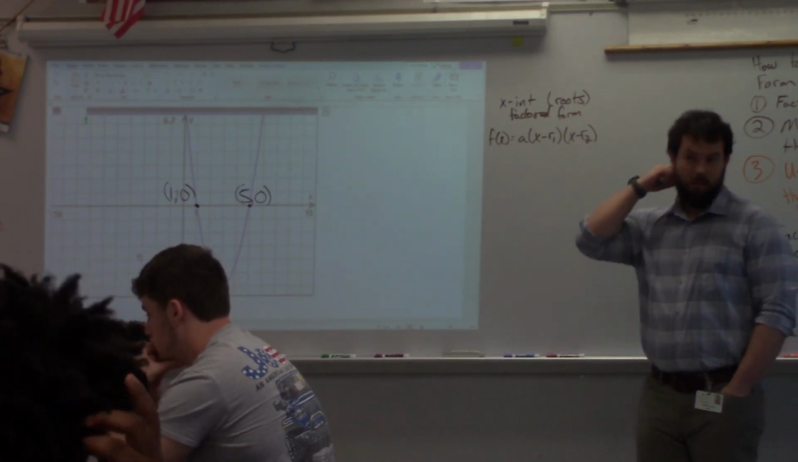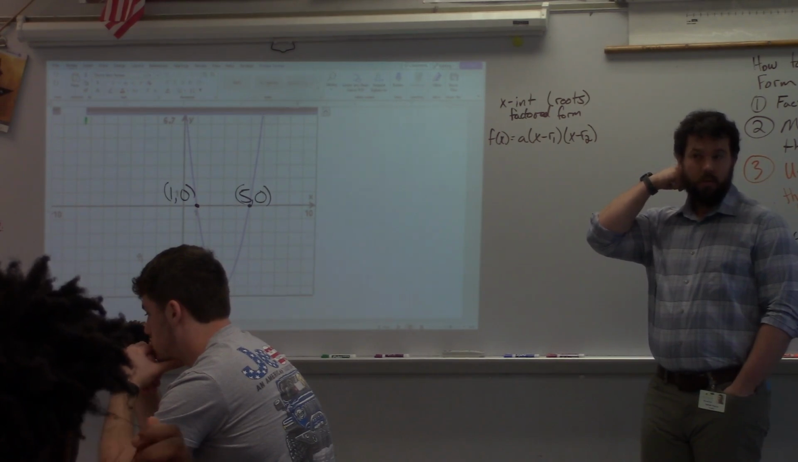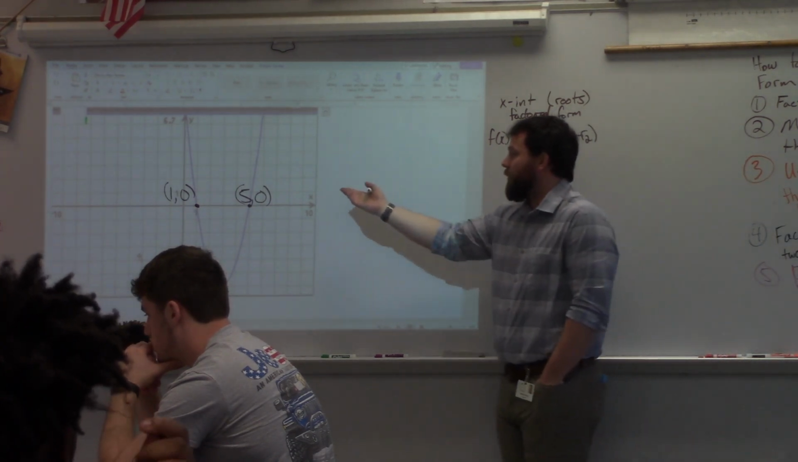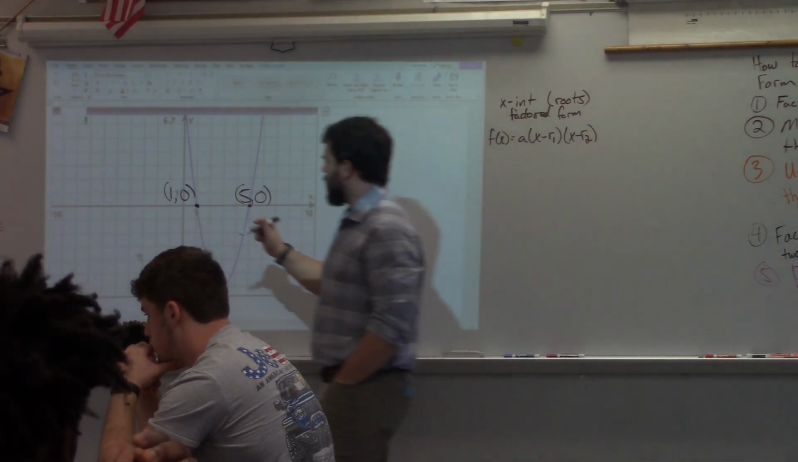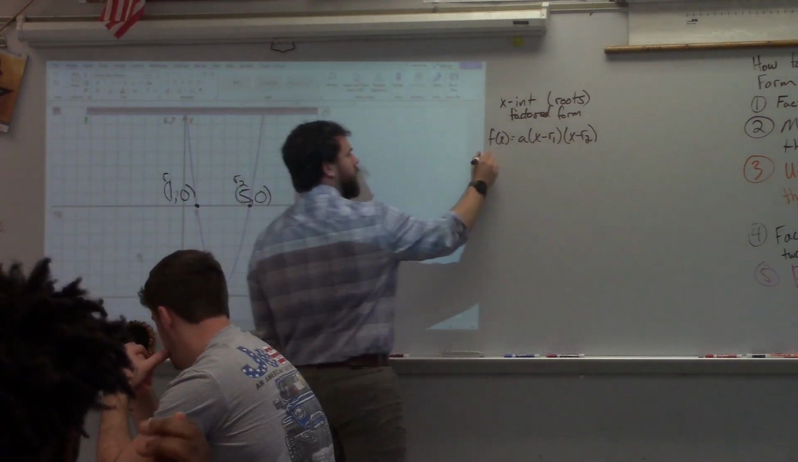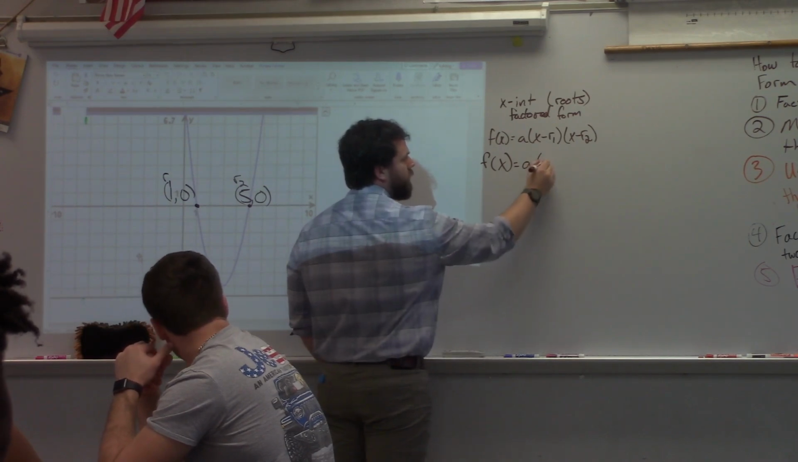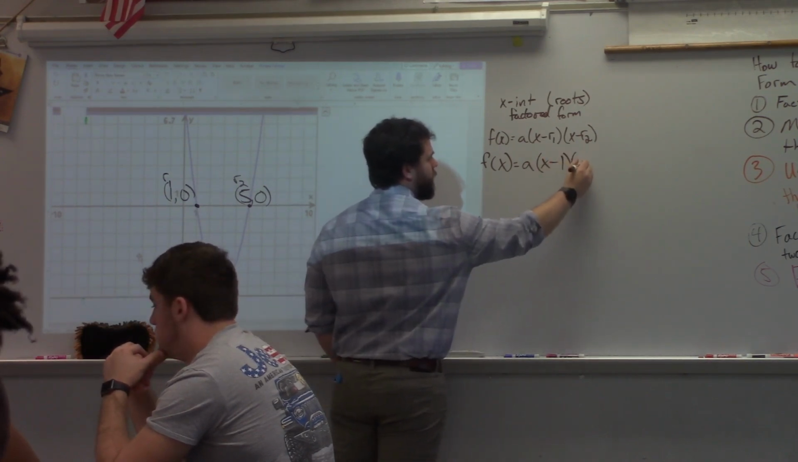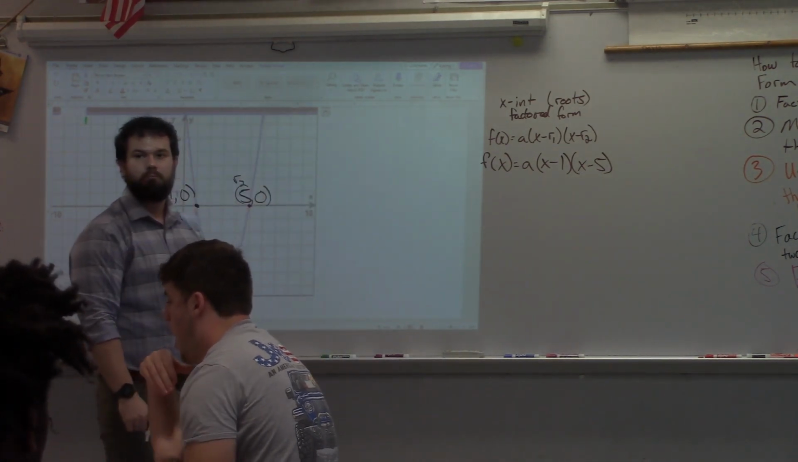I was going to ask what would I do with that 1? What would I do with that 5? The 1 would go where the R1 is, and then the 5 would go with R2. Okay, so those are my roots. F of x equals a times x minus 1, and then x minus 5. Wouldn't it be 0 times x?